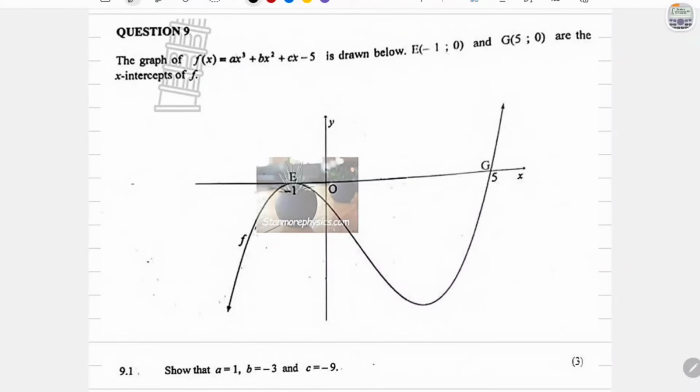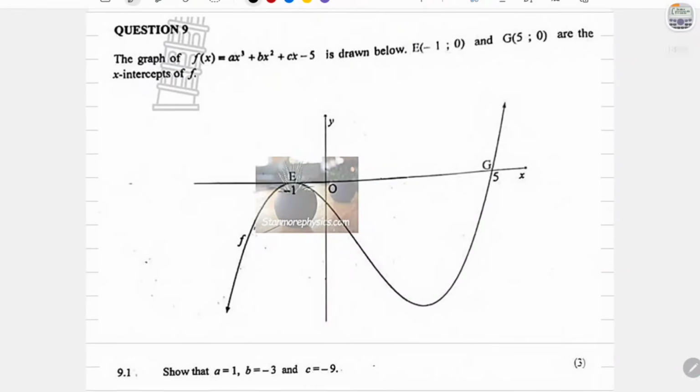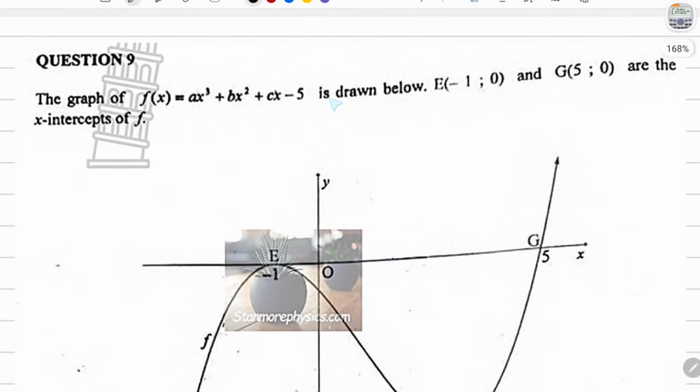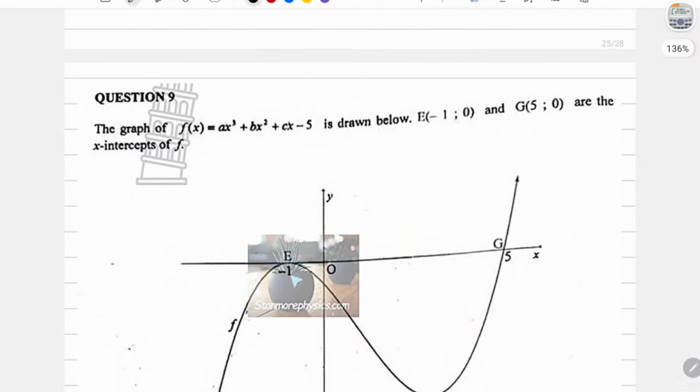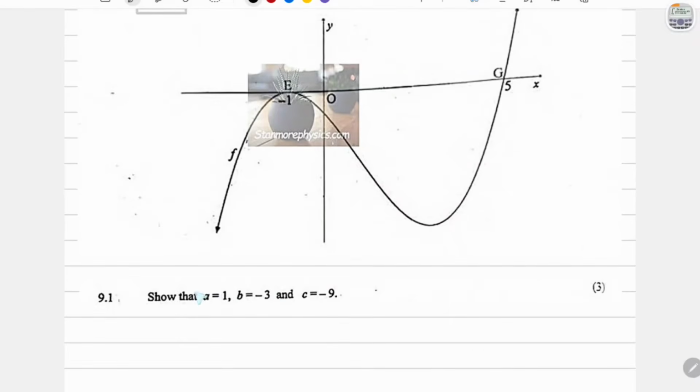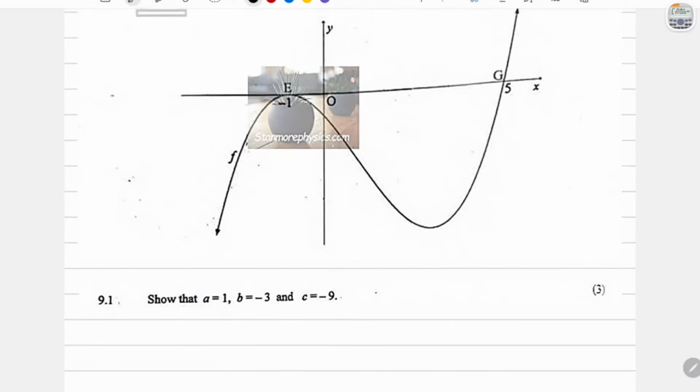Okay, so now we're on question 9, and question 9 says, the graph of f of x is equal to ax cubed plus bx squared plus cx minus 5 is drawn below. And then we have E, which is (-1, 0), and G, which is (5, 0). And these are the x-intercepts of f. The first question is to find the values of a, b, and c.